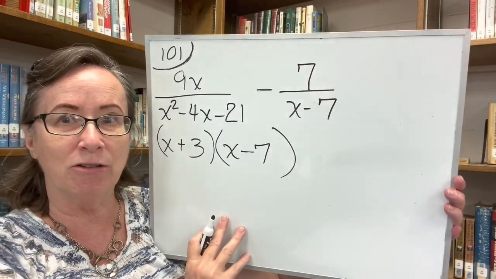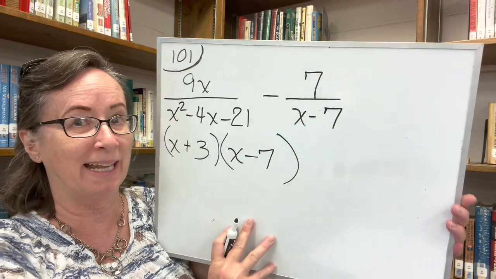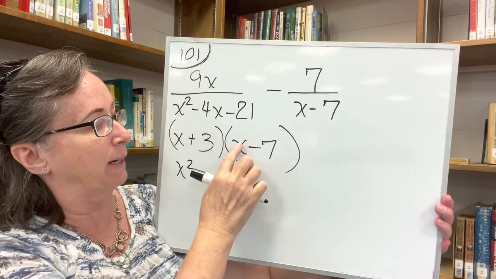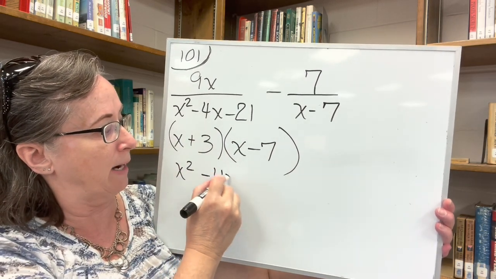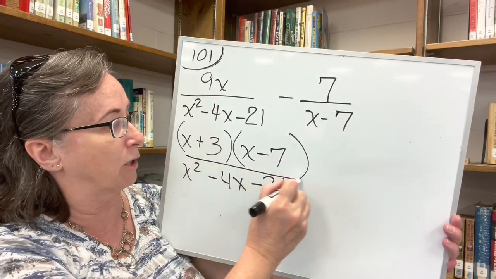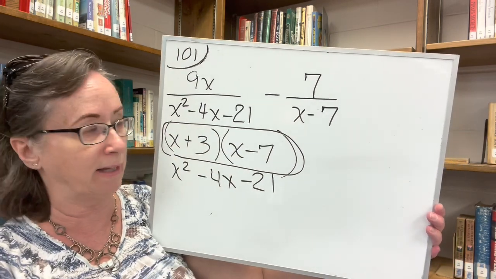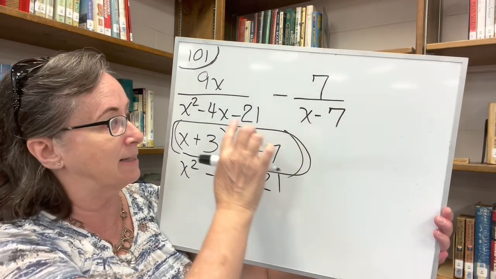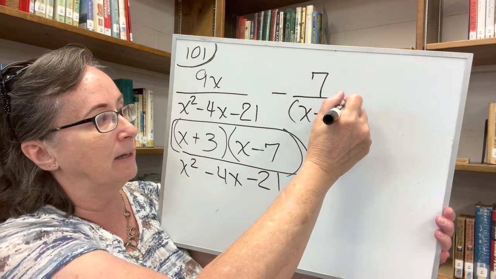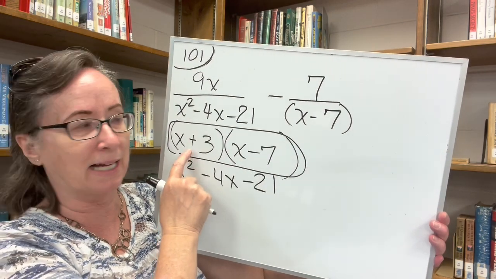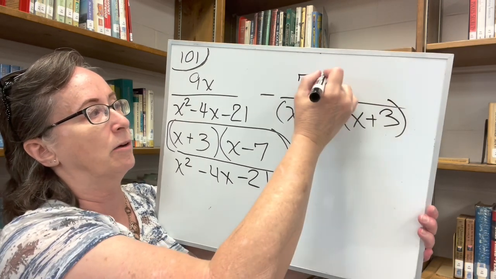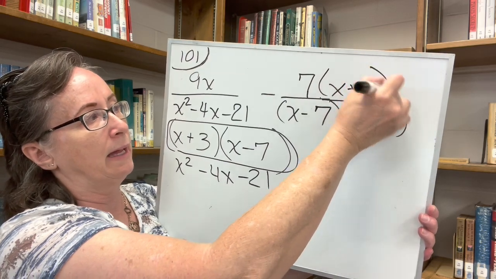And then I'm going to FOIL it to see if I happen to get it right the first time. So x squared, and then 3x minus 7x is minus 4x, minus 21, and it worked. So these are the correct factors for my least common denominator right there. So all I have to do is, this one needs no alteration at all. I need to take my x minus 7, I'll put parentheses around it, and I'm missing the x plus 3. So I'm going to multiply the denominator by x plus 3, and also the numerator by x plus 3.